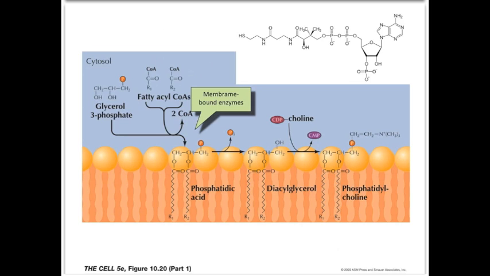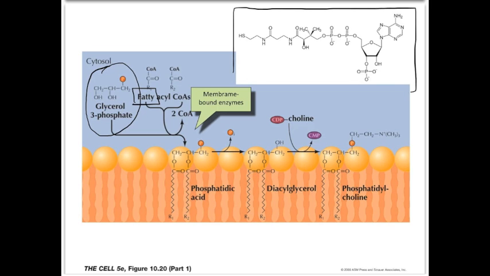The synthesis of all phospholipids within the cell requires two different precursors. The first one is glycerol 3-phosphate, and the second one is fatty acids. Fatty acids are very insoluble in the aqueous environment of the cell. They are hydrophobic in nature, and therefore they need a carrier. And the carrier in the cell is coenzyme A.